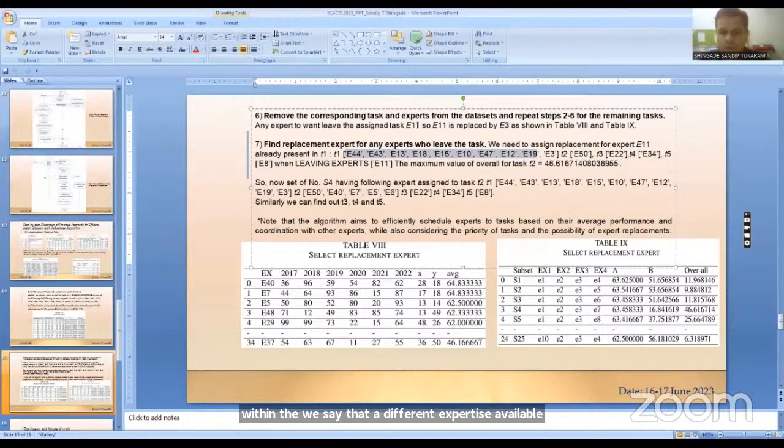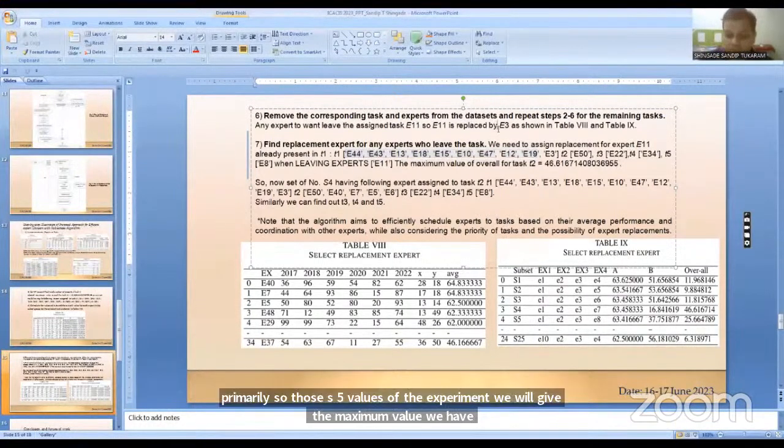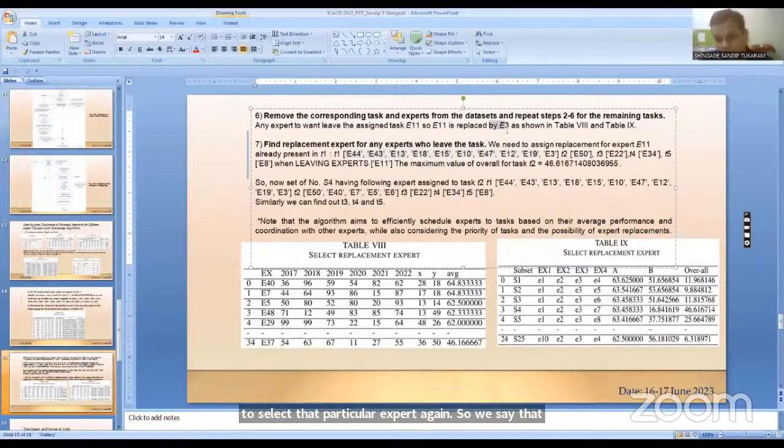There are different S pi values. The subset of S pi which gives the maximum value, we have to select that particular expert again. So we say that E3 gives the best expert according to our approach. We have to replace E11 with E3. Okay, so our task 1 is completed.